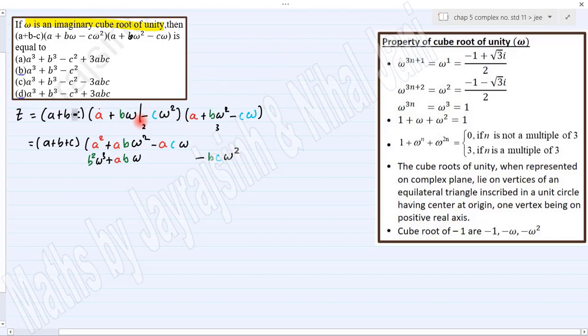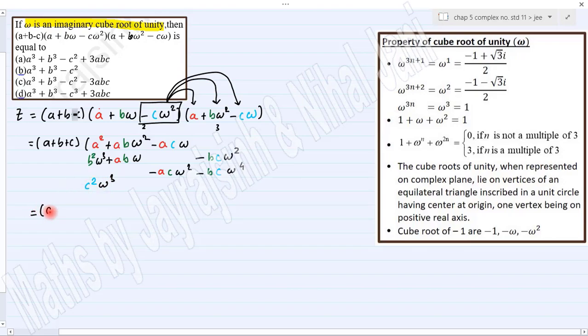Now let's multiply -cω². -cω² into a will give us -acω². Then -cω² into bω² will give us -bcω⁴. And finally -cω² into -cω will give us plus c²ω³.